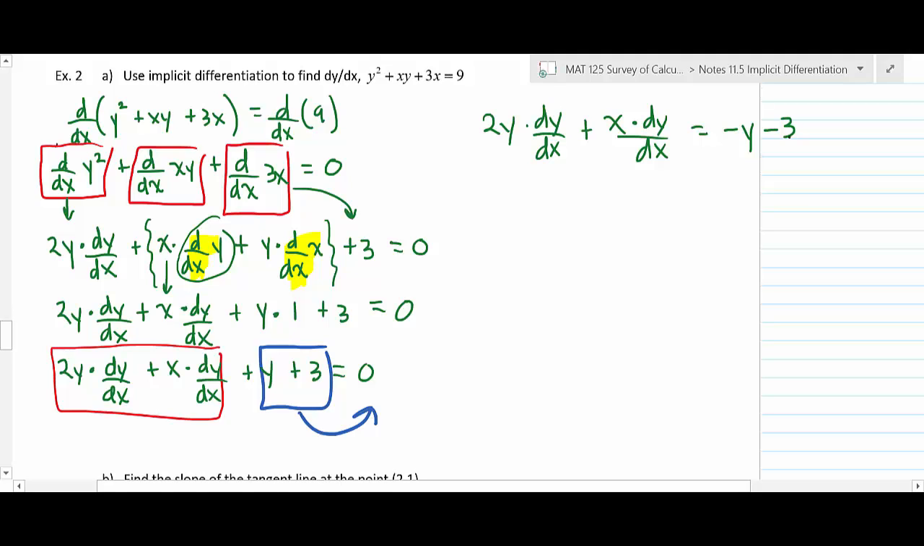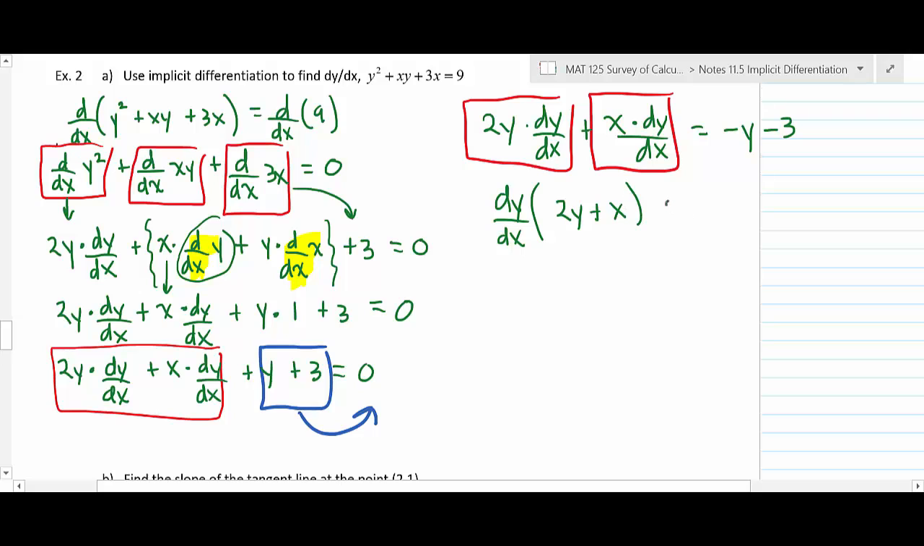Now, look at the left side. Remember, you need to get just one of those dy over dx's. Any idea what I could do? Factor. Factoring's a big deal here. See, this is a factoring problem. You have a common factor in between those two things, so you take the dy over dx out. So if you do that, you're going to have dy over dx times (2y plus x) equals negative y minus 3. One more step and I'm done.